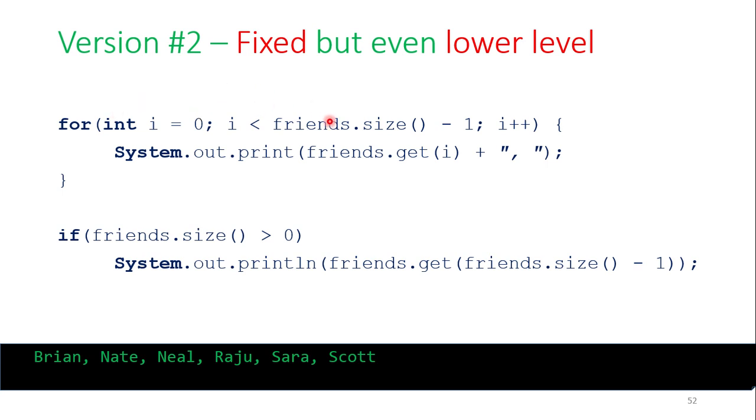We have to compare it to friends.size() - 1. So is it -1 here, or is it just friends.size()? Is it lesser than, lesser or equal? Okay, all of these are sources of bugs. Then we need to increment I at the end of each iteration, and then we display friends.get, the element in the collection at index I, and then put a comma afterward. And then there is another extra step we need to do after we are done with this iteration.